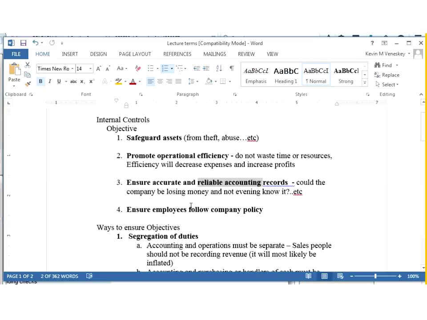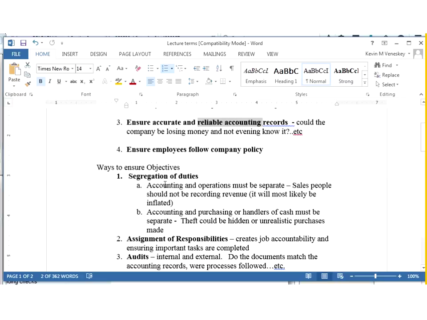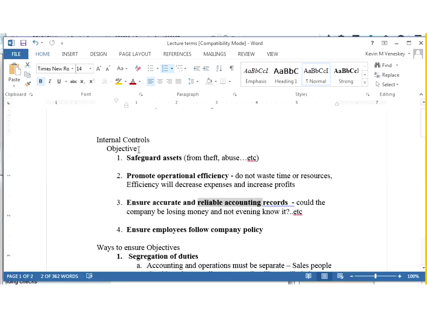And then finally, you got to make sure all the employees are on the same track, making sure everybody knows the policies. A couple ways to make sure that internal controls are met.